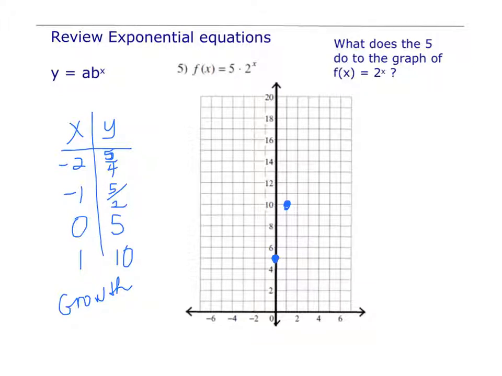And then as it gets closer and closer down to the x-axis, it's going to run into the asymptote. So it looks like this. So what does 5 do to the graph? Well, it looks like it is a stretch. Okay, so I'm going to write in y equals 0. That's my asymptote for this equation. But the 5 is where it's going to cross the y-axis.